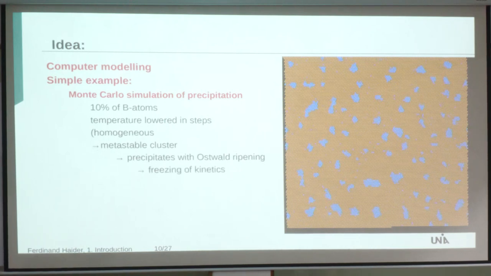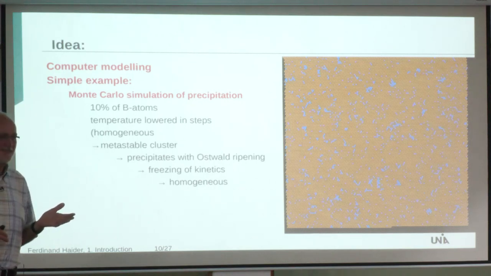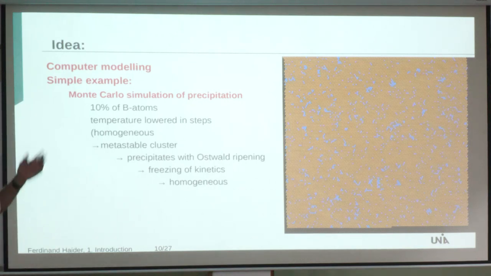And then if you go even further, you freeze in the kinetics. Not very much happens anymore. And then if you raise the temperature, you can homogenize again. And all this code here, I would say the physics in the code is not more than 20 lines probably. The rest is the graphics and setting up and everything. So this is a very simple thing. And if you like, I can share this code. It's written in Fortran, as I said, at least 20 years ago, if not 30 years ago.